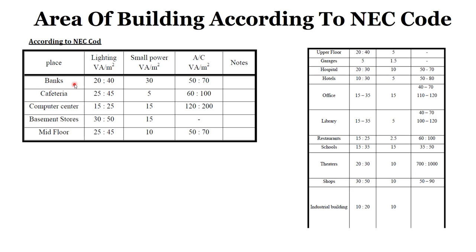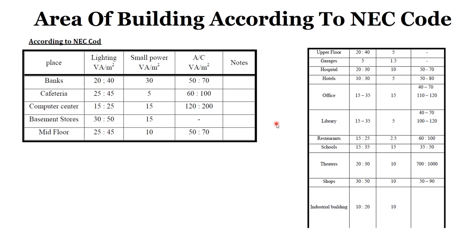So as an example for banks, as you can see, it can be from 20 to 40. You can select this as 20 volt ampere per meter square, or 40 volt ampere per meter square, or a value between them. Okay, so the minimum is 20 volt ampere per meter square, maximum is 40 volt ampere per meter square. Same as for the small power or the power sockets, you will find here 30 volt ampere per meter square. For air conditioning, from 50 to 70 volt ampere per meter square. Okay, so you can select any values you would like between this range.